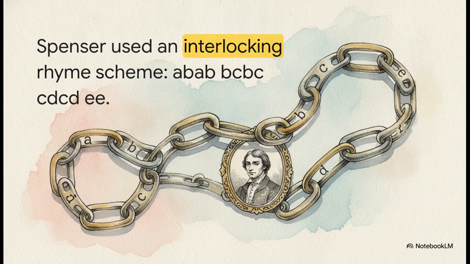Okay, the correct answer is C. Spenser followed the English pattern of 3 quatrains and a couplet, but he utilized a highly unique interlocking rhyme scheme. Notice how the B rhyme from the end of the first quatrain becomes the start of the second. Then the C rhyme from the second links to the third. It acts like a poetic chain, weaving the stanzas tightly together. It is incredibly difficult to pull off, and he executed it brilliantly.